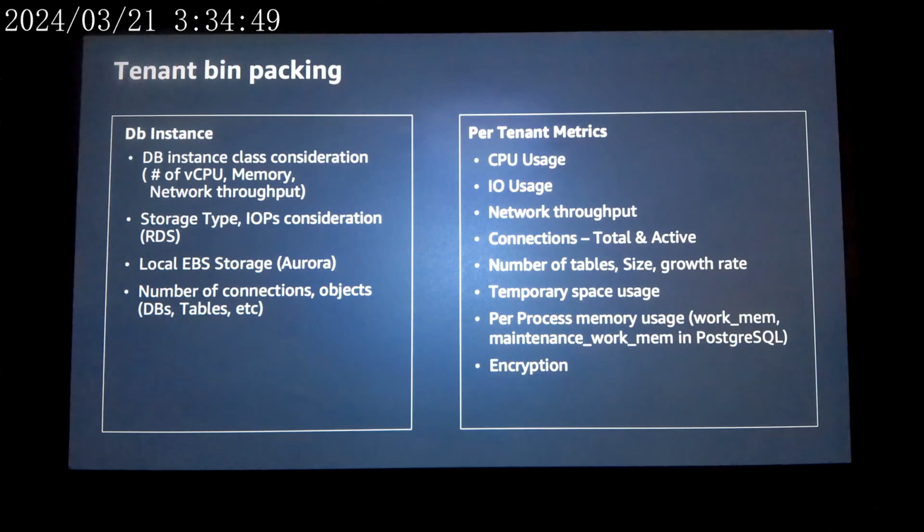And the storage type I want to consider comes into play. If you're on RDS, you could use GP3, GP2, IO1, or IO2 Block Express. Aurora has only local EBS storage, but Aurora uses a decoupled compute and storage model. And the number of connections and objects are very, very important database instance metrics.